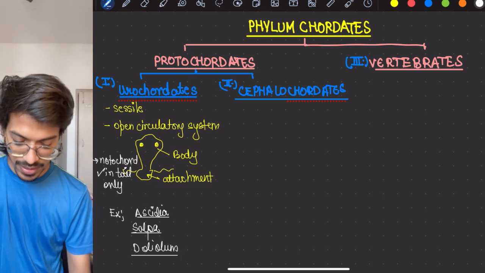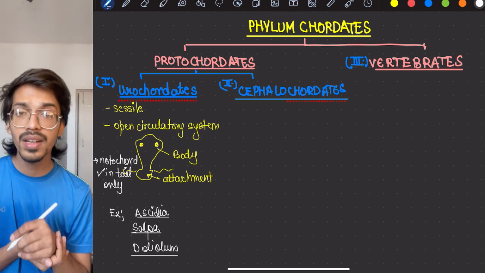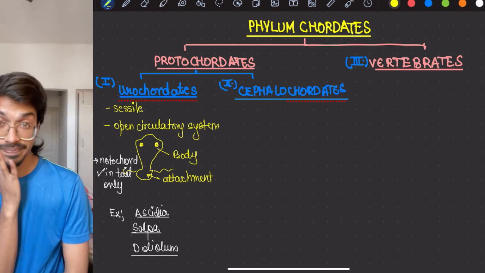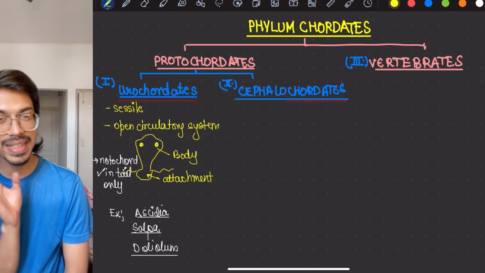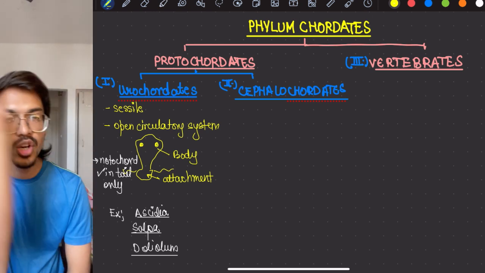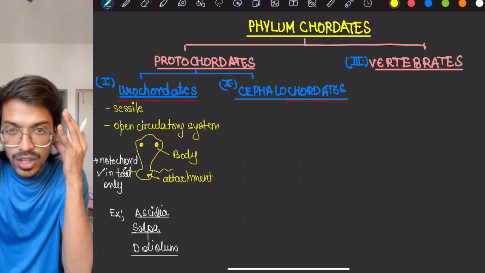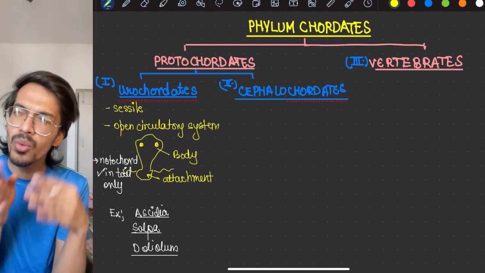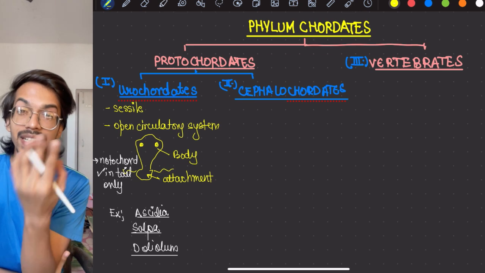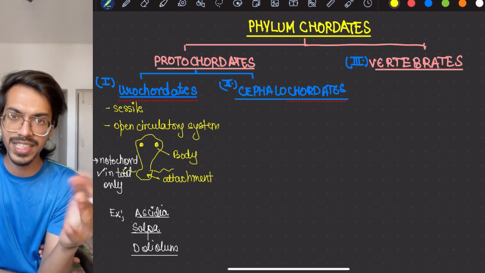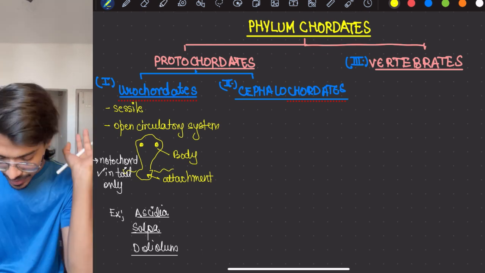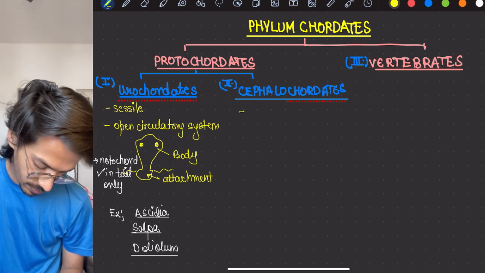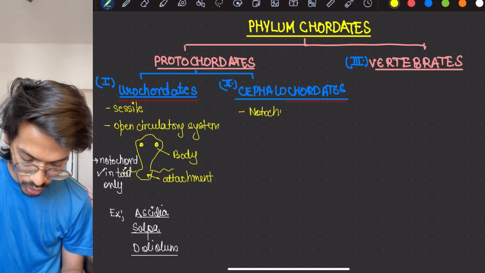Finished. Next comes the cephalochordates. Now God thinks, let's make them walking, evolution. After that, let's give them a head also. Cephalo means head, so they got a head. Now more advanced, let's give them notochord also, because chordate means they have notochord present. So they have notochord present throughout their life.